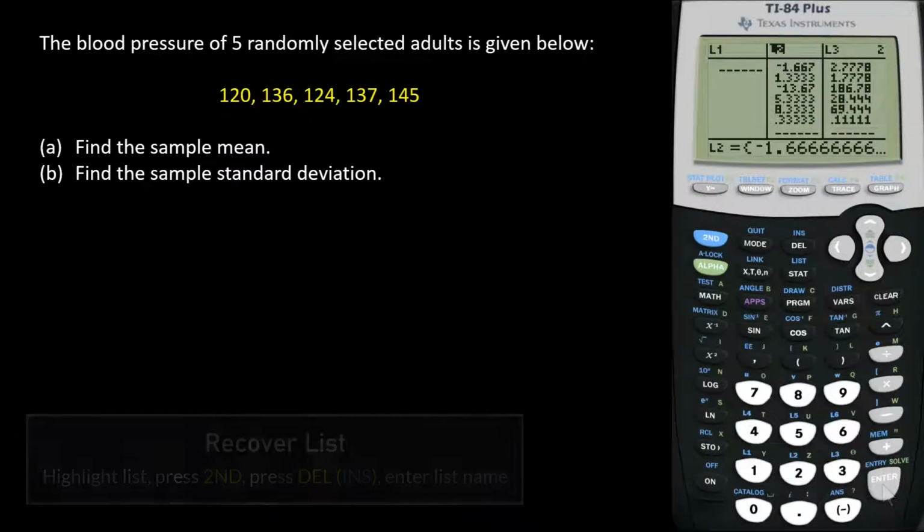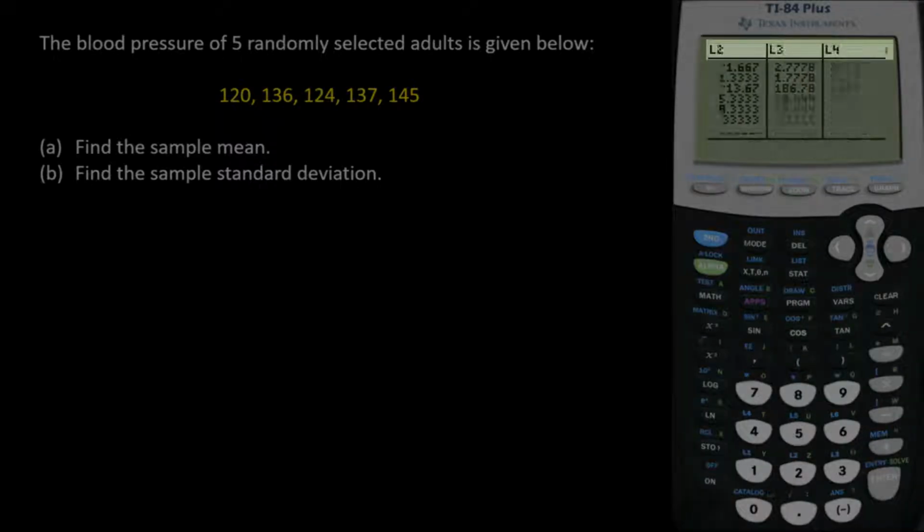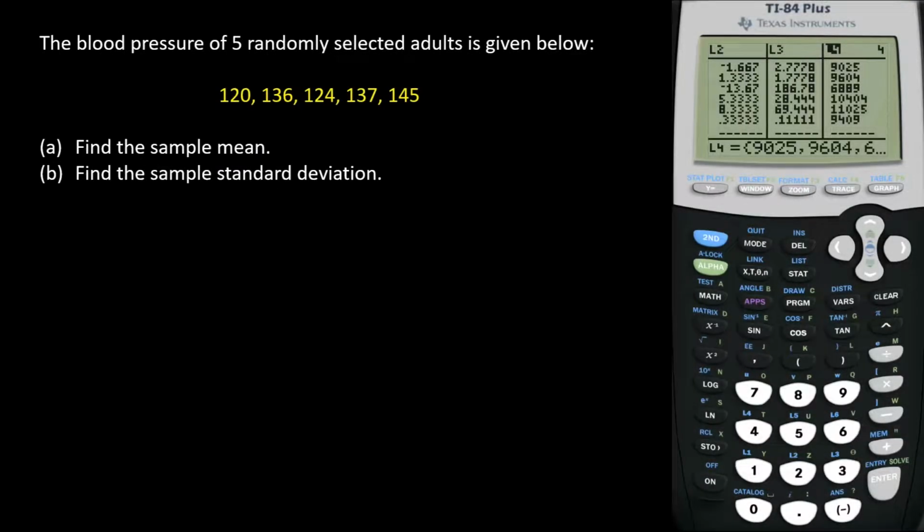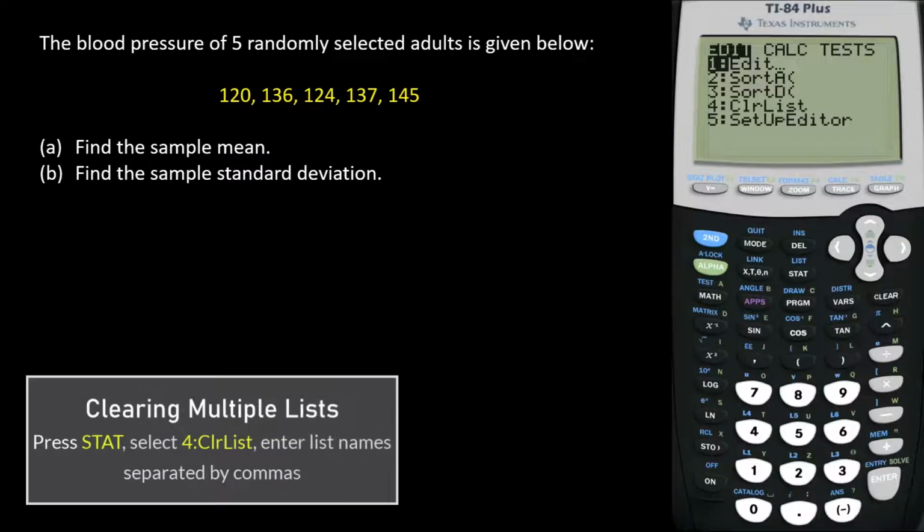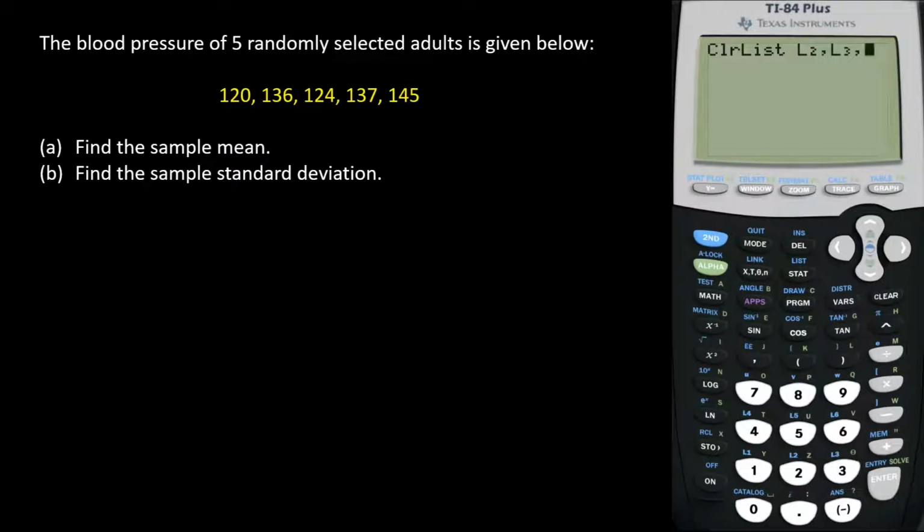Notice that the headers of this table are labeled L1, L2, L3, and so forth. I want to clear list 2, 3, and 4. If you want to clear multiple lists, you can go to Stat, then select ClrList, which is option 4. Then you specify the lists that you want to clear, separated by commas. Press Enter. Now let's go back to our table and notice that the lists are all gone. Alright, so let's go ahead and enter the blood pressure measurements in list 1.